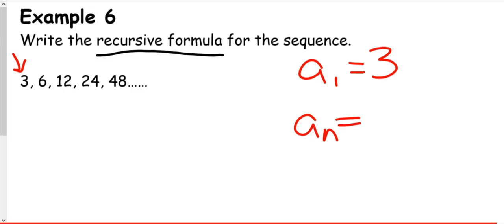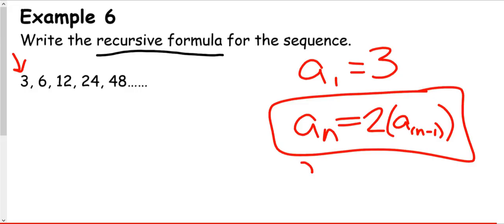So I'm going to say 2 times, and how do I write the previous number? A with sub n minus 1. So you could leave it in the parentheses like this, or you could say an equals just 2a sub n minus 1. That's it. That's how you write the recursive formulas.